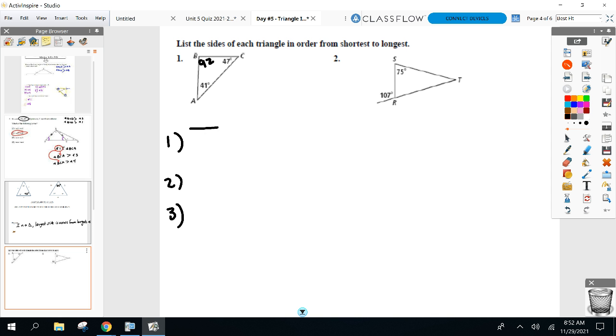B. That's an angle. Okay, B. Okay, hold on. I'll keep with that. BAC is the smallest angle. So what's across from it? What's across from angle A? BC, which is the smallest side. Everyone good? Next one would be.